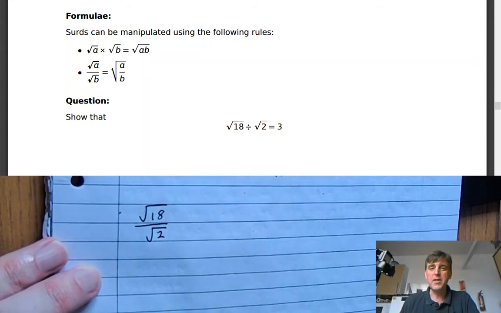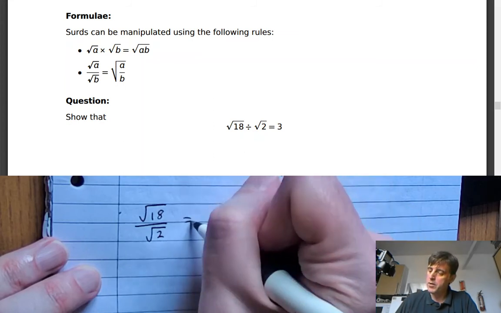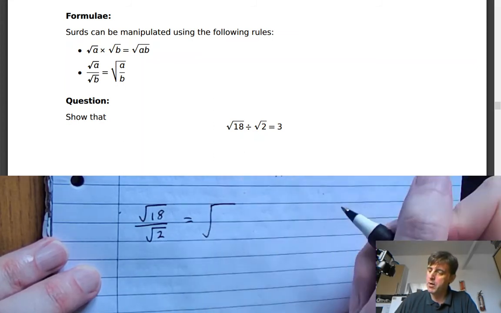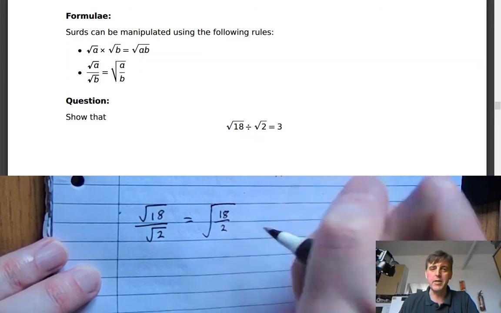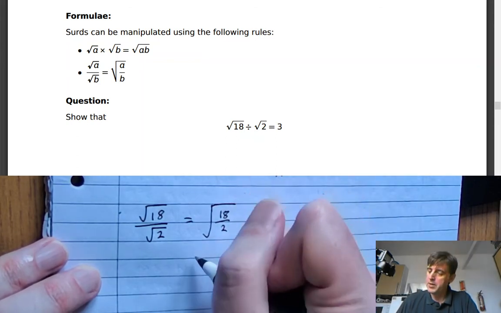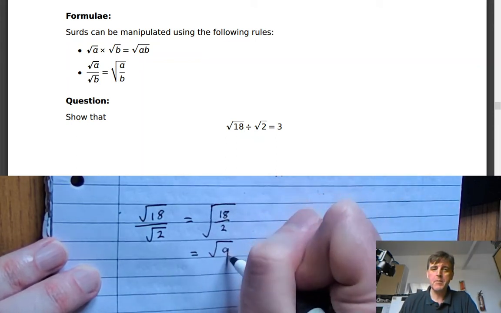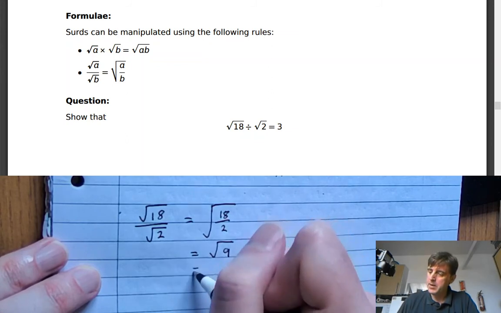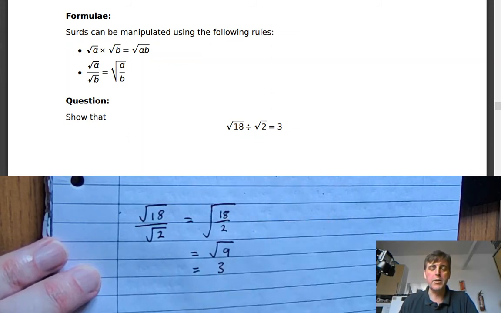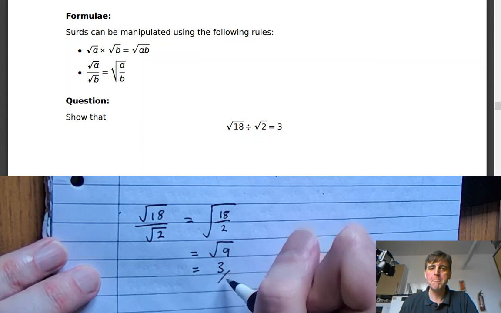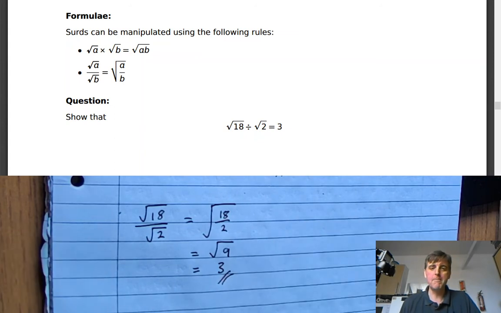So the square root of 18 divided by the square root of 2, we can use the rule and say, well, that's going to be the same as the square root of 18 divided by 2. Of course, 18 divided by 2 is 9, and the square root of 9 is 3, because 3 multiplied by itself gives us the answer 9. So we've shown what we need to show.